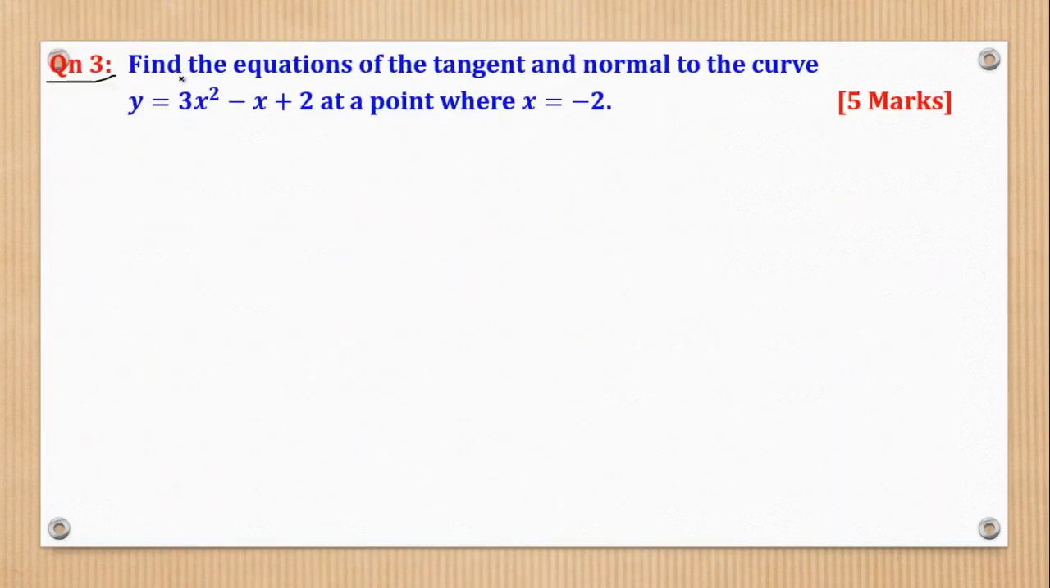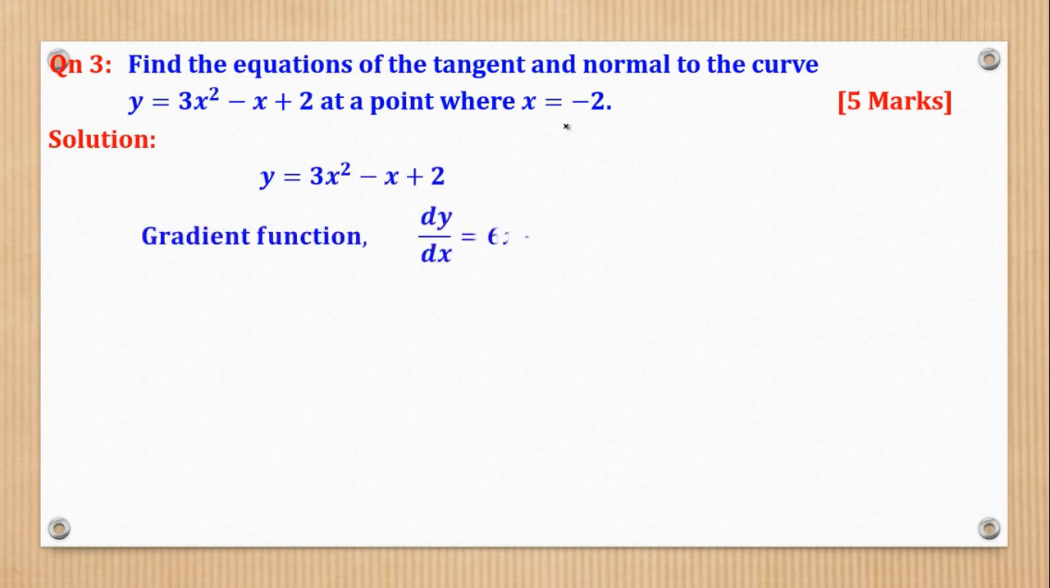Then question 3 says, find the equations of the tangent and normal to the curve, this, at a point where x is equal to negative 2. So the first thing to do is to get the gradient function by differentiation. So when I differentiate this, I'll come up with this, differentiate this, I'll come up with this, and differentiate this, I'll come up with 0. Then I remember that at x equal to 2, y will be equal to 16 when I substitute.